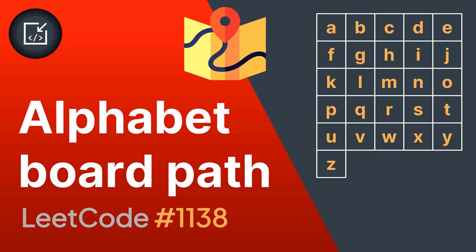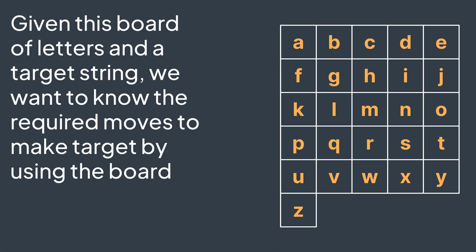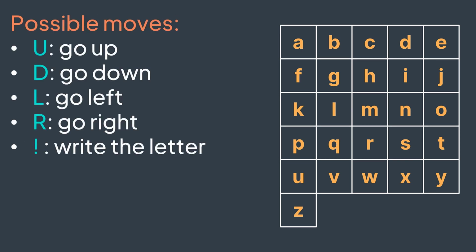Welcome to this new video where we will solve the alphabet board path problem. We have this board of letters and we are given a target string, and we want to know the required moves to make the target by using the board. We have 5 possible moves: U to go up, D to go down, L to go left, R to go right, and exclamation mark to write the letter of our actual position in the board.